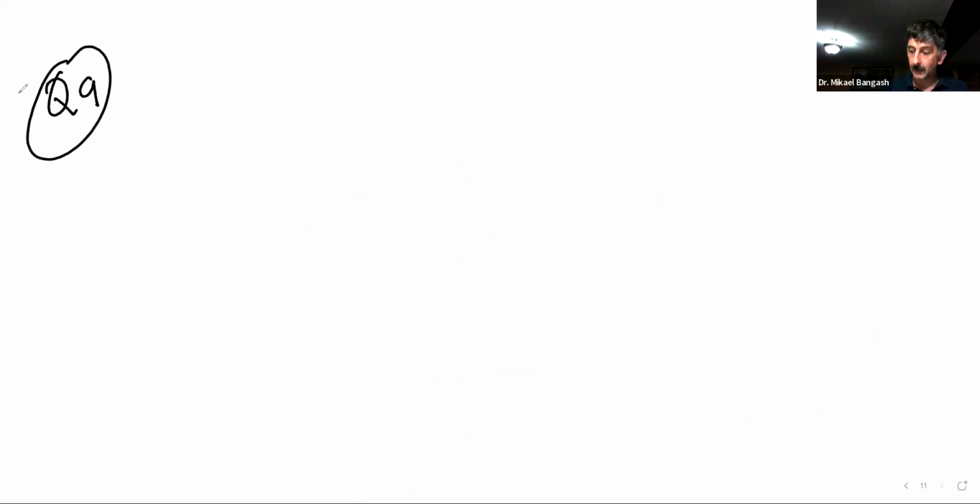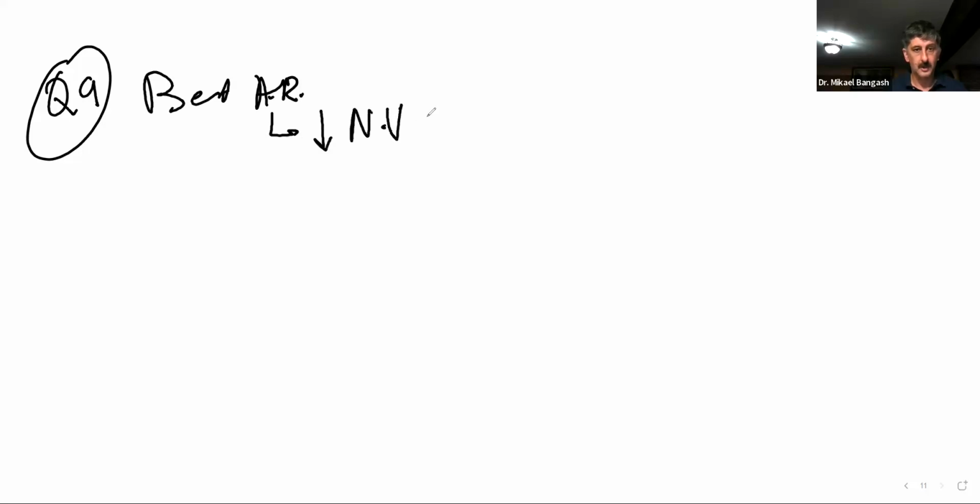Question 9. Which of the following transducers has the best axial resolution? Best axial resolution would mean the lower numerical value of an axial resolution. Or as our book says, for best axial resolution what we needed was a low spatial pulse length.